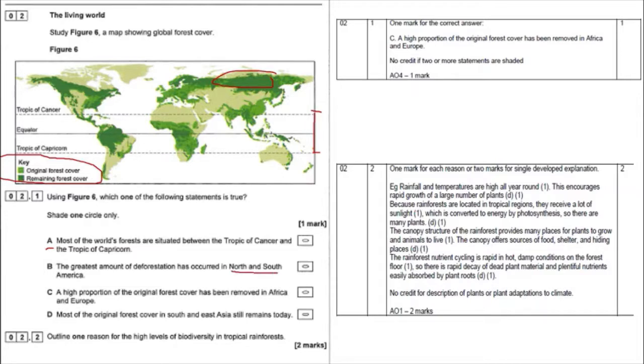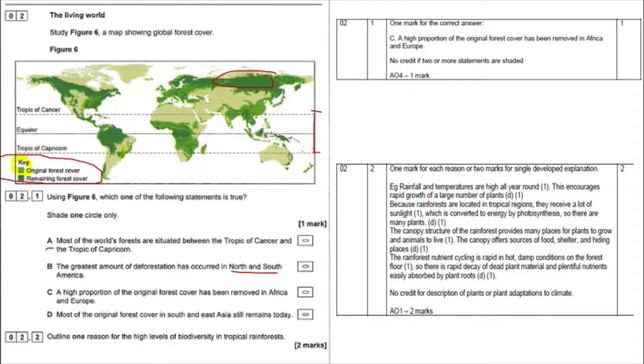Second, the greatest amount of deforestation occurred in North and South America. Well, we're looking for, let me just highlight it, this colour here. And if we look, there are some small bits here and here, but actually there's not a great deal of that middle colour green in America, so that's not true.